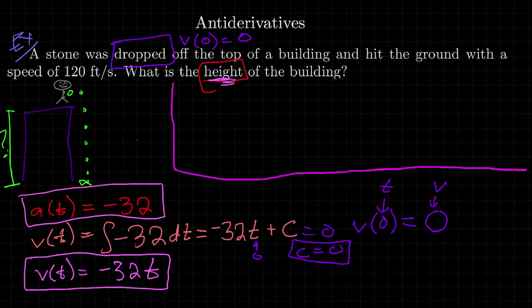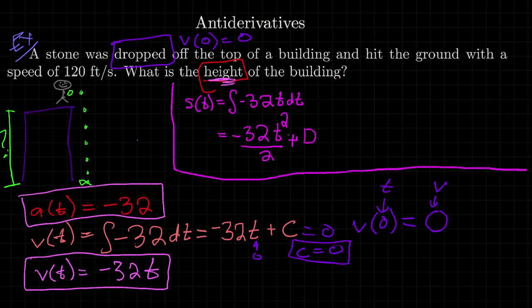Okay, so I erased all that other stuff over there. So let me do position here. The position function is simply equal to the antiderivative of the velocity, which is negative 32t, and then dt again. Okay, so the antiderivative of this is negative 32t squared over 2 by the power rule, plus, now I'm not going to use c because I already used c, so I'm just going to use d.